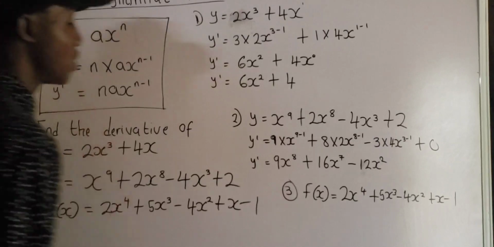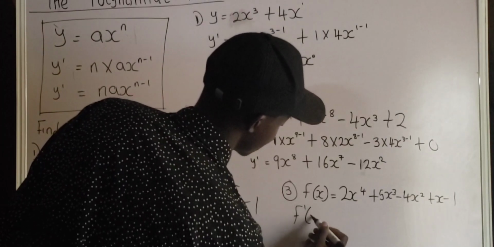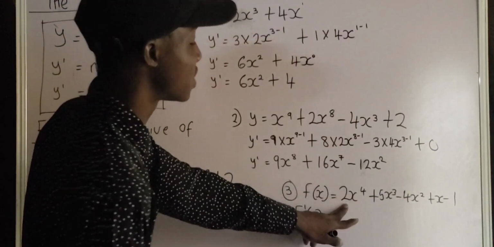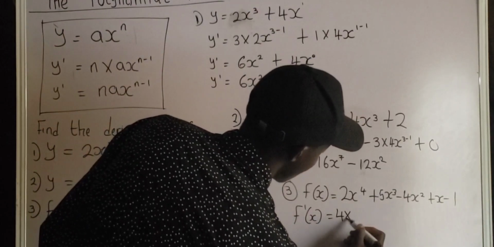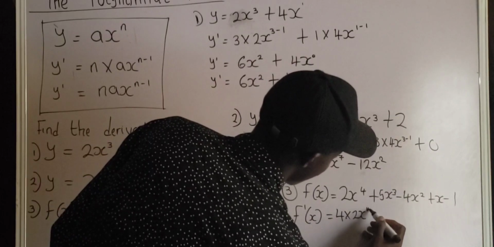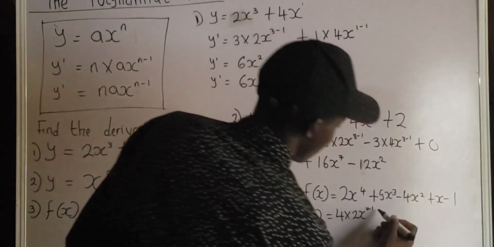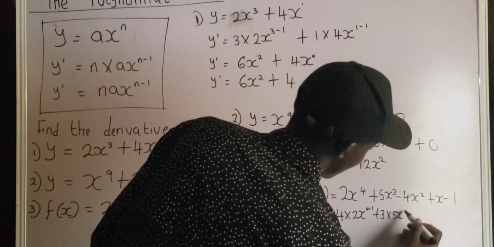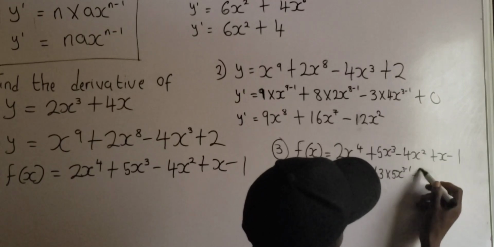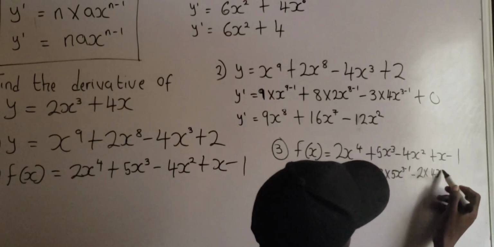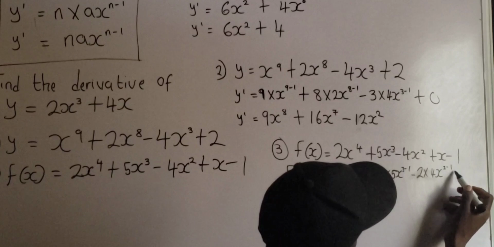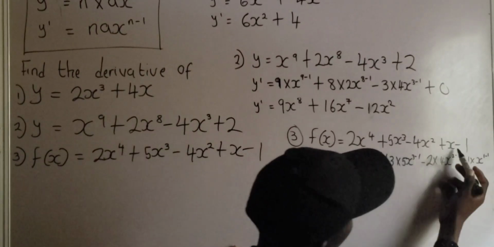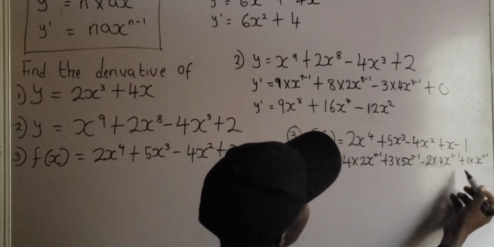Are you getting it? We are going to find the derivative of f of x. The power of x will multiply the coefficient of x. So I'm going to have 4 multiplied by 2x raised to the power of 4 minus 1. Do you understand? So plus 3 multiplied by 5x raised to the power of 3 minus 1, minus 2 multiplied by 4x raised to the power of 2 minus 1, plus 1 multiplied by x raised to the power of 1 minus 1. If you differentiate 1 minus 1, that is 0. So there is no need of writing it.